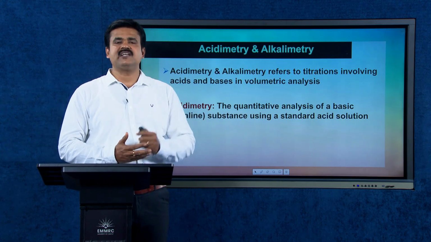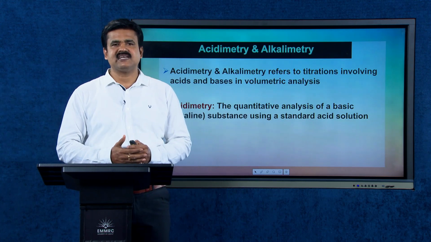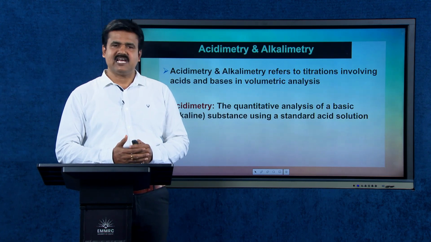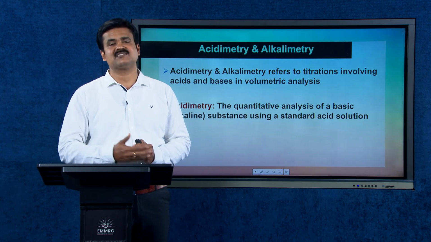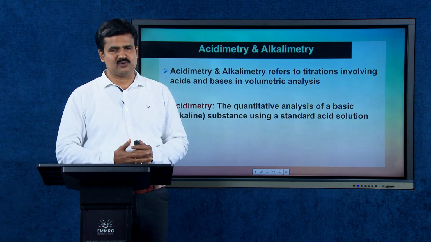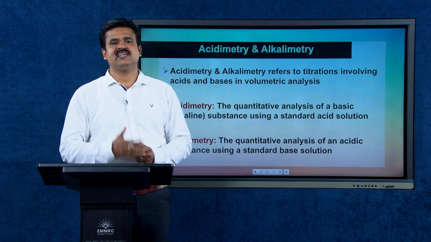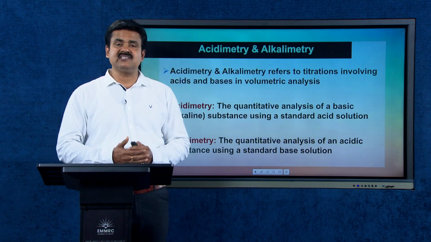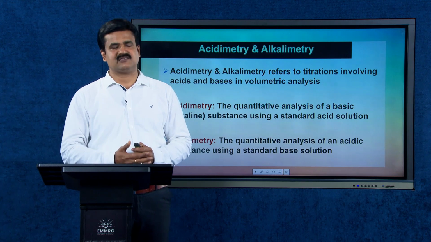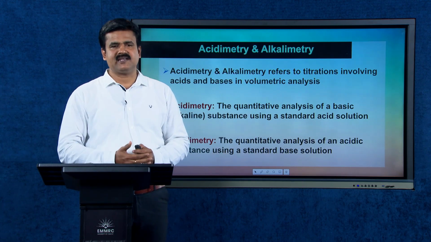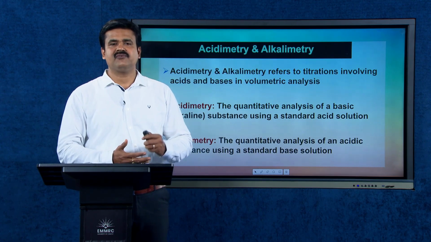Acidimetry is the quantitative analysis of a basic or alkaline substance using a standard acid solution. That means in acidimetry, we estimate a basic or alkaline solution using a standard acid solution. Alkalimetry is just the opposite. In alkalimetry, the quantitative analysis of an acidic substance is performed using a standard base solution. That is, we are estimating an acidic solution using a standard solution of a base.